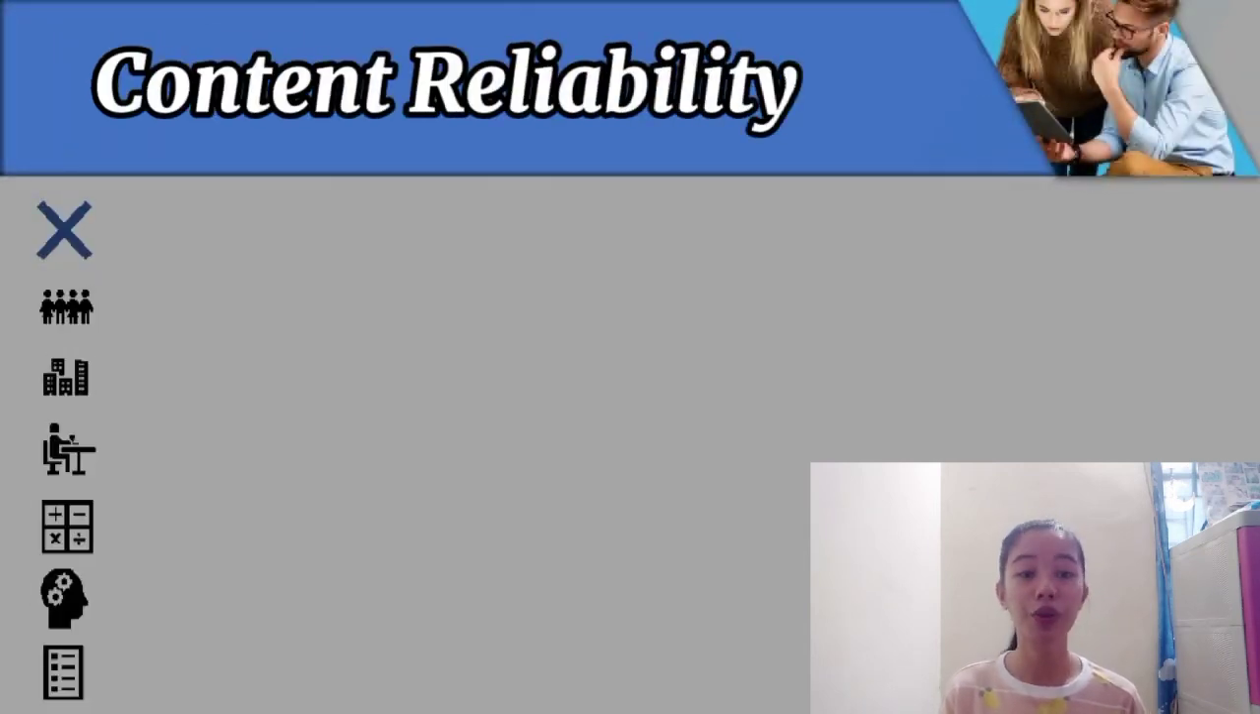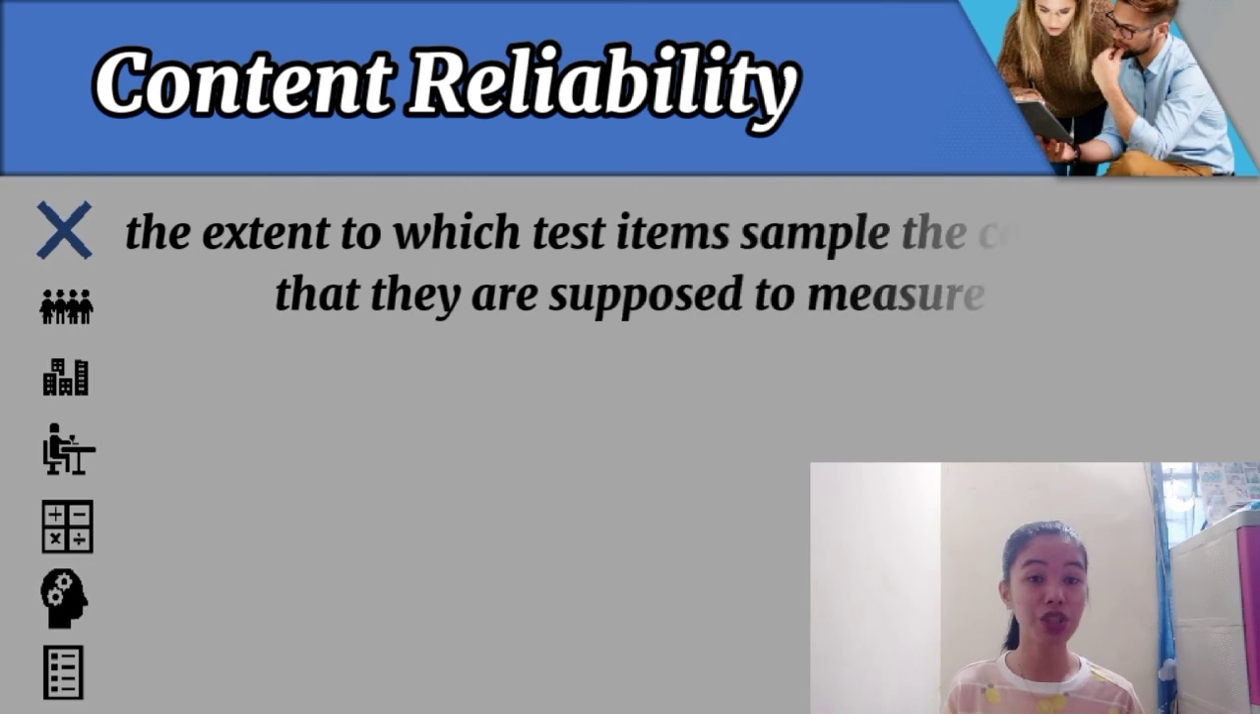And there are also three common ways to measure validity. The first one is the content validity, or the extent to which a test measures a representative sample of the subject matter or behavior under investigation.